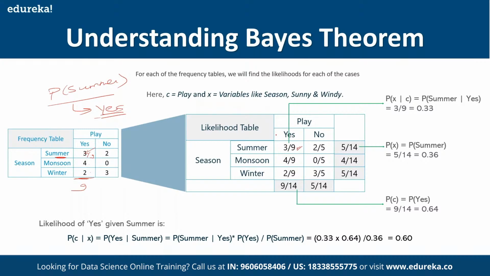So this gives us the probability of playing football given it is summer. All of you please concentrate on this term. What is the condition here? The condition is summer, and I am asking how much is the probability that, given it is summer, I will play football? That is 0.33. Similarly, the probability of playing football when it is monsoon is 4 divided by 9. Winter, 2 divided by 9.